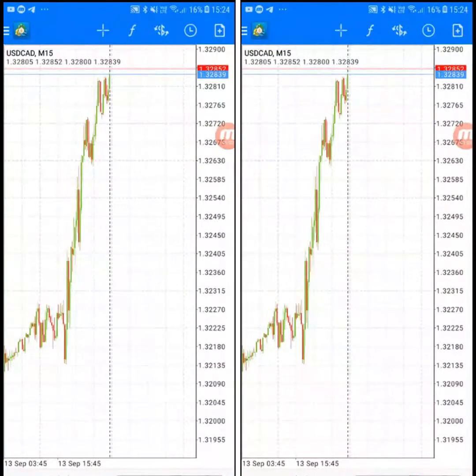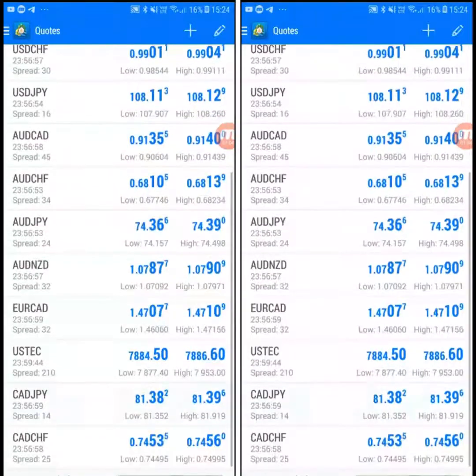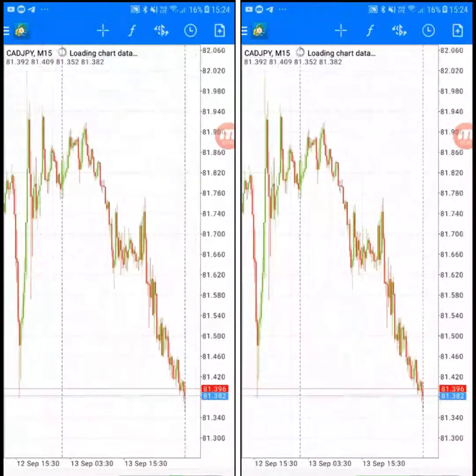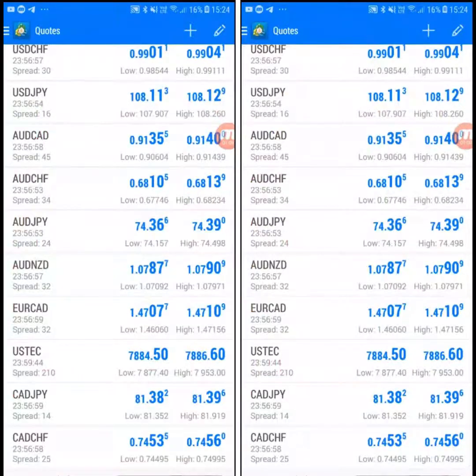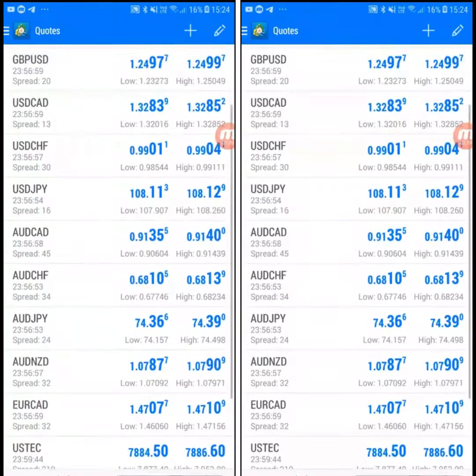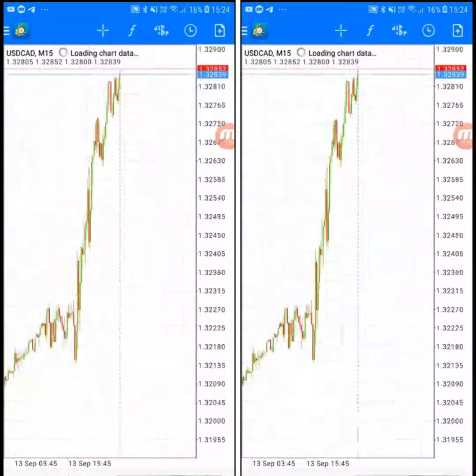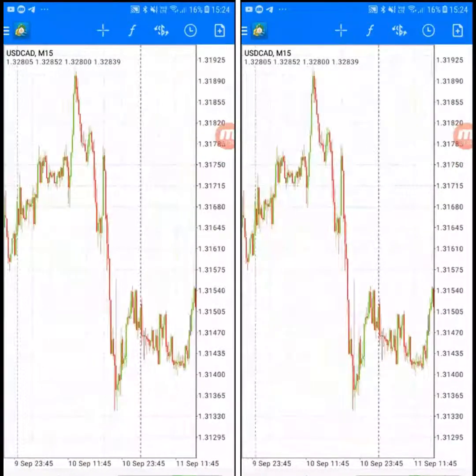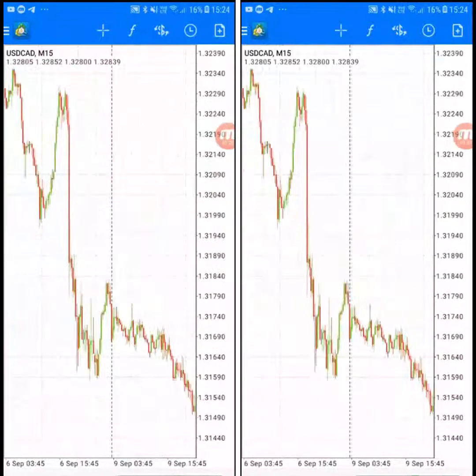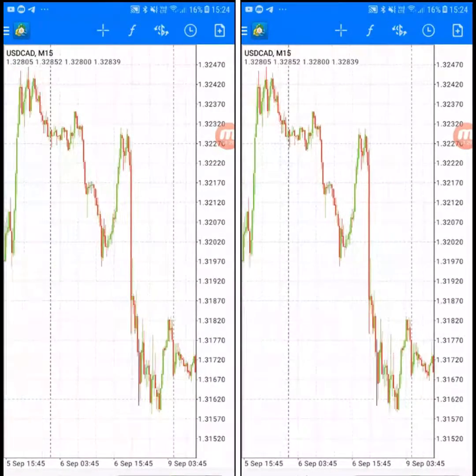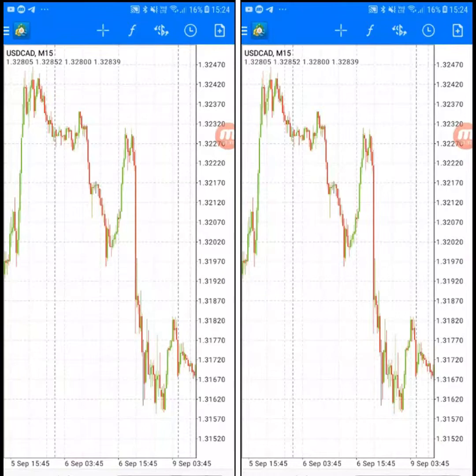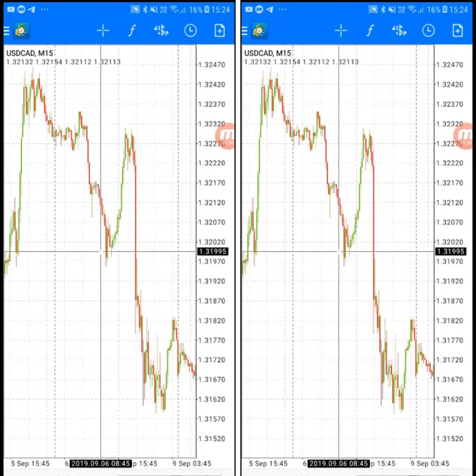USD CAD was going up, CAD JPY was going down. So let's continue. Even with the news, you can check. Let's go to USD CAD. You can check that with the news. We have CAD news. Okay, here our CAD news, as you can see, they went down here.